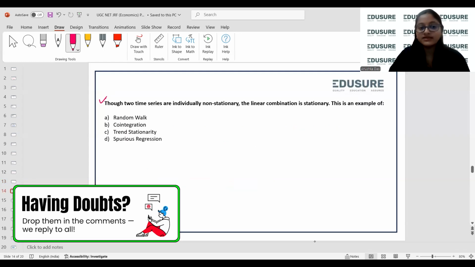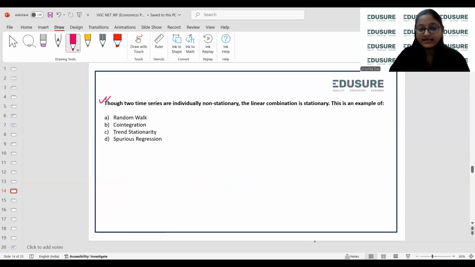Now, this is a recent year question. I think it's a 2019 paper. I'll check the year for this. I think there is some mistake. So see, though the two time series are individually non-stationary, their linear combination is stationary, then this will be an example of what? This is the bookish definition of co-integration.